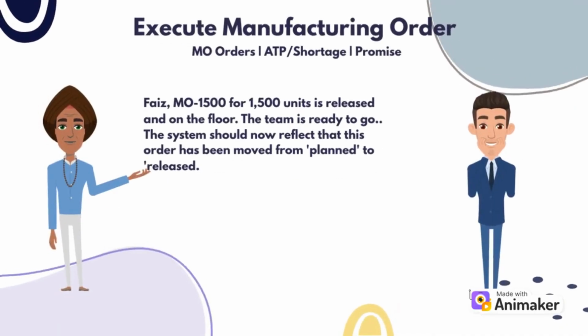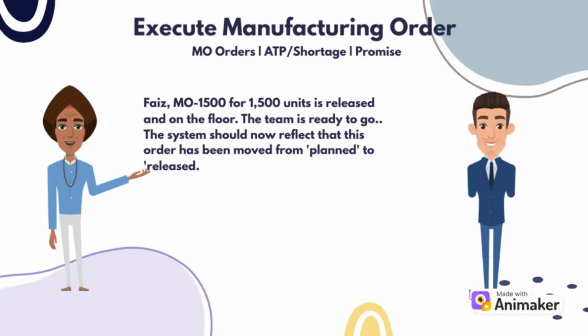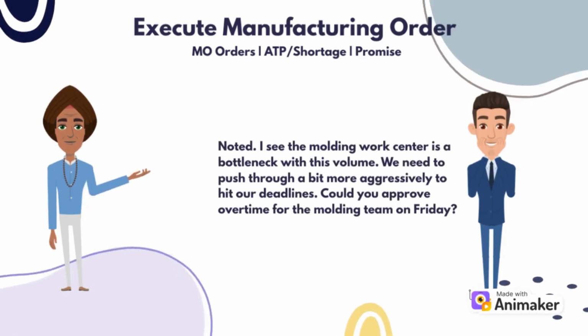MO 1500 for 1,500 units is released and on the floor. The team is ready to go. The system should now reflect that this order has been moved from plan to release. Overtime approved. Materials are officially issued to the work in progress location, and all safety checks are complete.